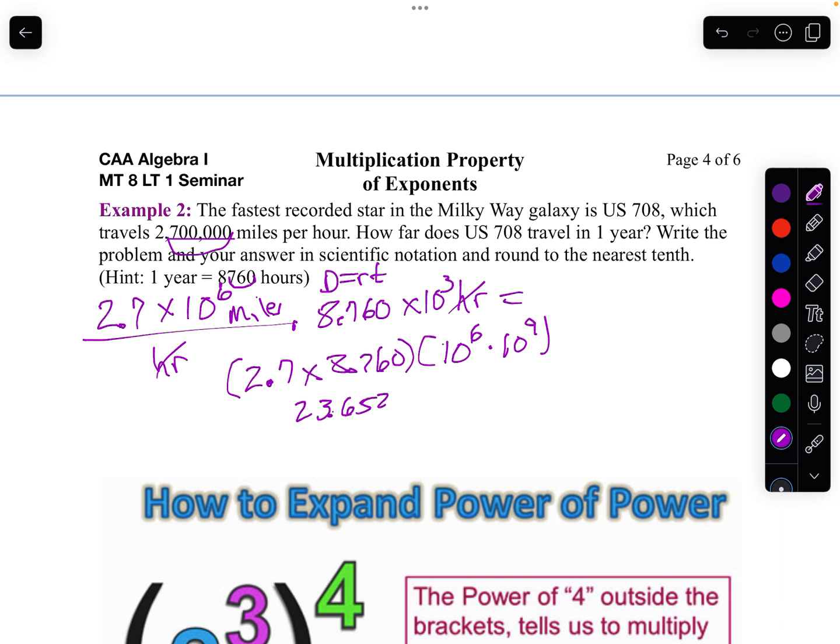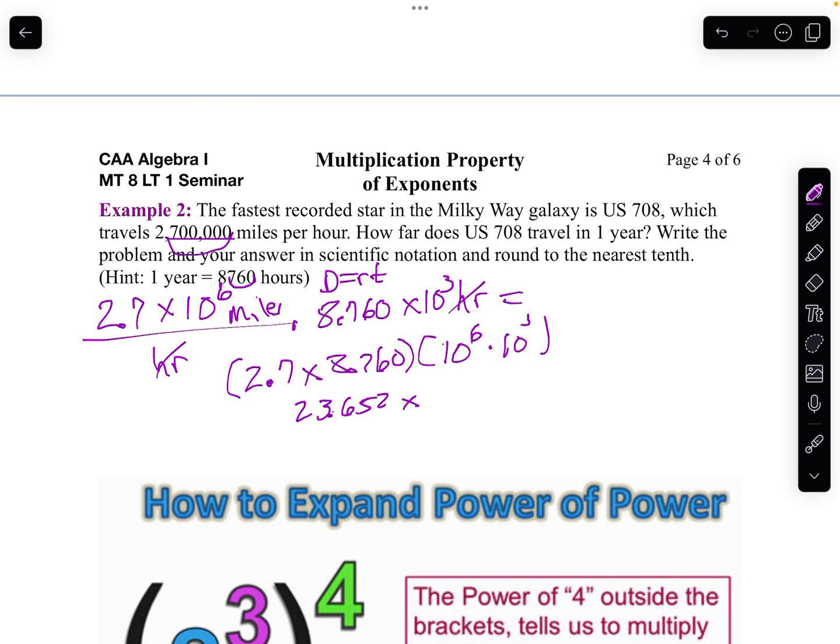I'm going to multiply that by 10 to the 6 plus, why did I put a 9 in there? I got ahead of myself, didn't I? My answer is 9, 6 plus 3 is 9. Sorry about that. So times 10 to the 9th. Now notice 23.652, I've got to change that to scientific notation. I've got to move it over one more place. So it's 2.3652 times 10 to the first, I'll put a 1 there, although I don't really need to, times 10 to the 9th.